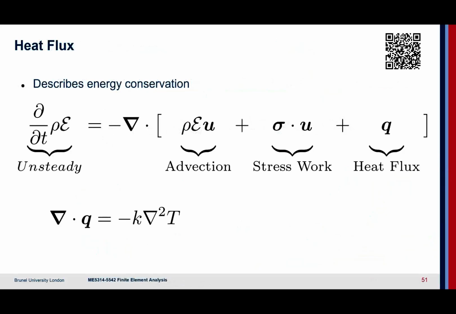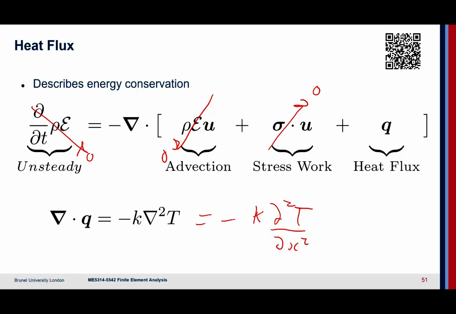Finally, this example where, let's say you've got no stress working term, no advection, and no unsteady term. The simple case where all we have is conductive heat flow. We can approximate conductive heat flow using Fourier's law that we mentioned before. And again, you can see this is basically just minus k d2T by, in our case, dx squared.